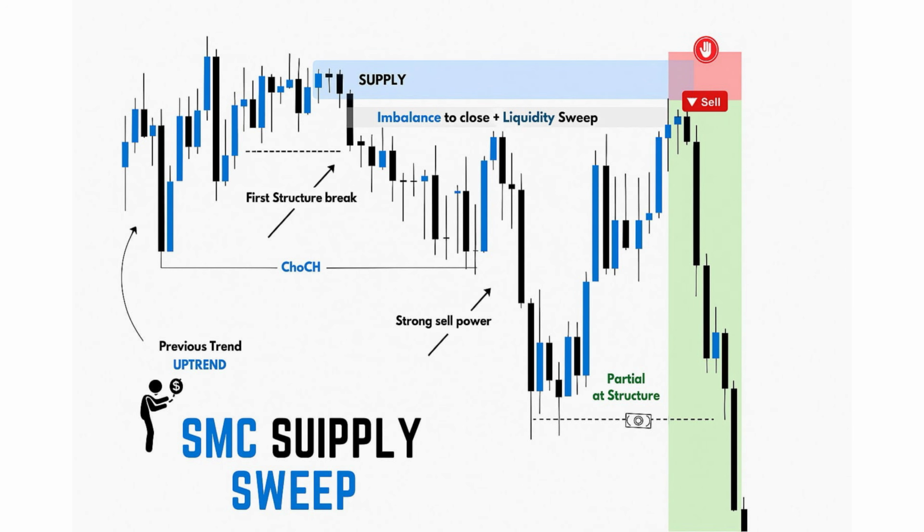A key signal to watch for here is a change of character, CHoCH, a specific shift in market structure that signals the strong buy power is exhausted and strong sell power is taking over. This is the creation of a smart money concept, SMC supply zone. Just like on the buy side, you manage this trade by taking partial profits at the next significant structure below as price moves in your favor.